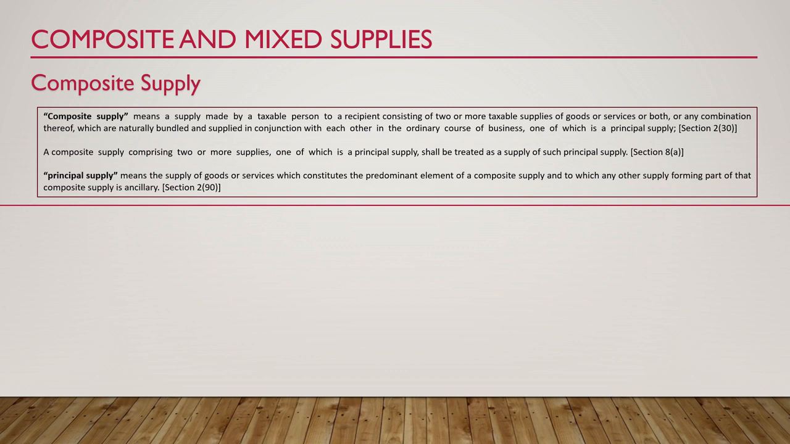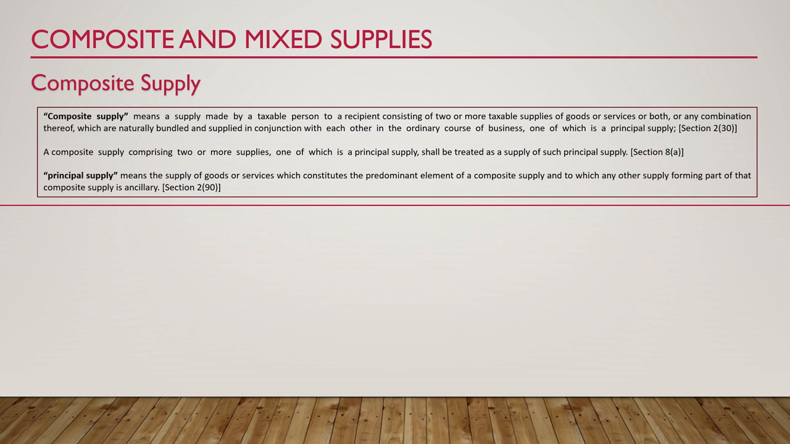Let's break this definition down. A composite supply is a supply made by a taxable person to a recipient. So these are the two parties involved in this transaction. And this supply consists of two or more taxable supplies. It's not just one supply; it must consist of a minimum of two taxable supplies or more. It can be any number of taxable supplies being done together, of either goods or services or both. It can be two goods, it can be two services, or it can be one good and one service bundled together, or any combination.